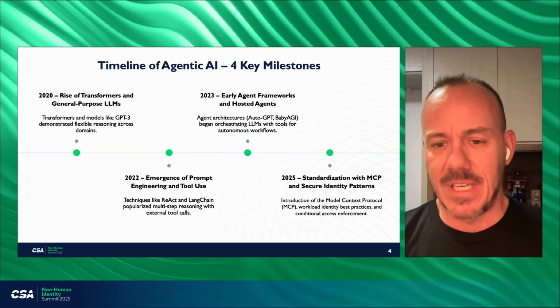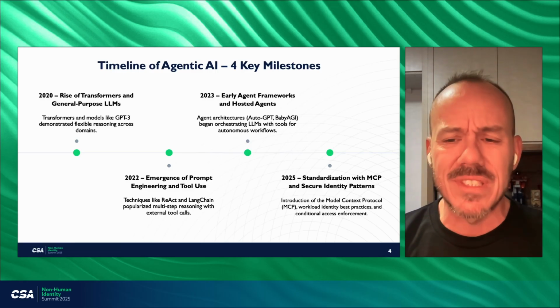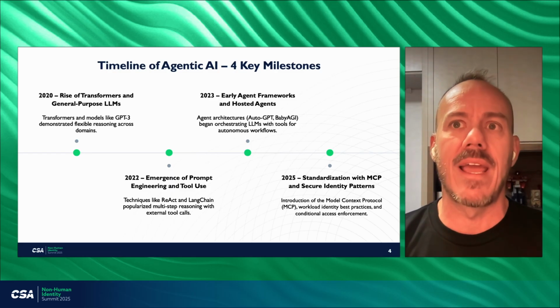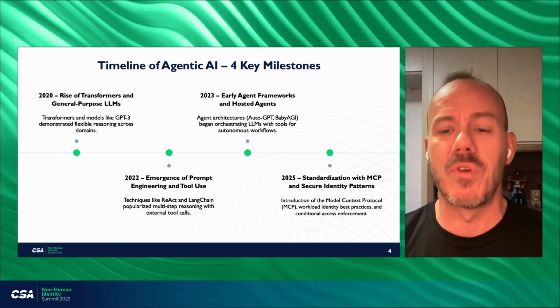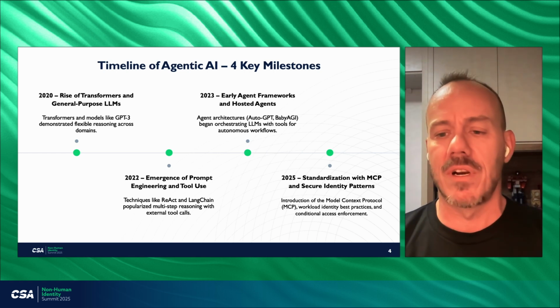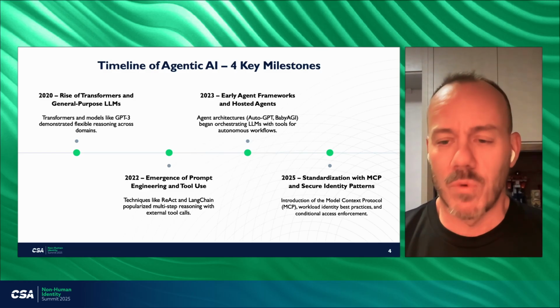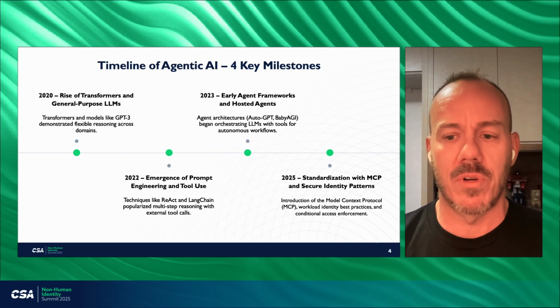And fast forward to today, in 2025, we're now seeing some standardization happening in terms of how AI agents are built and how the components of AI agents communicate with each other. We're also starting to see some secure identity patterns emerge, things like workload identity best practices and the model context protocol, both of which I'll talk about pretty extensively throughout the deck.